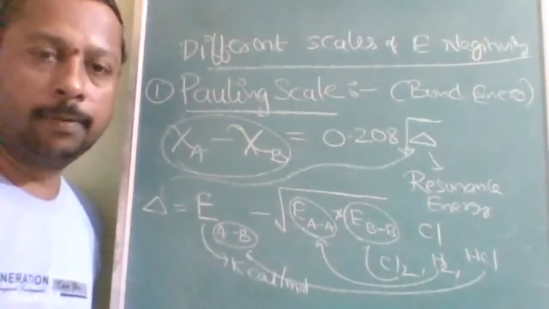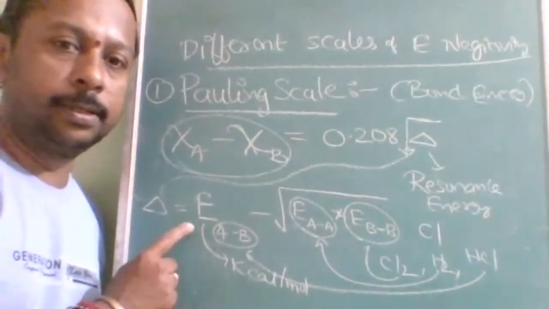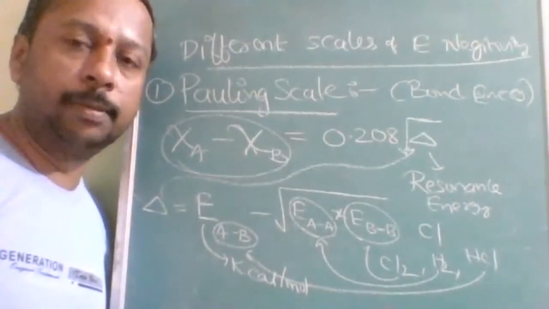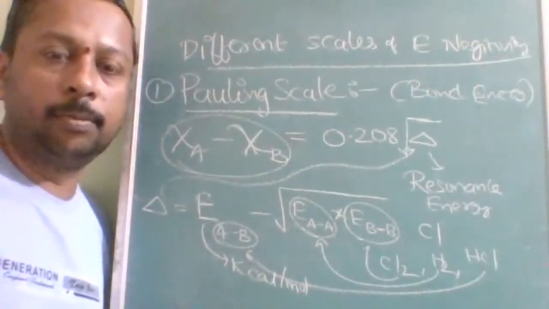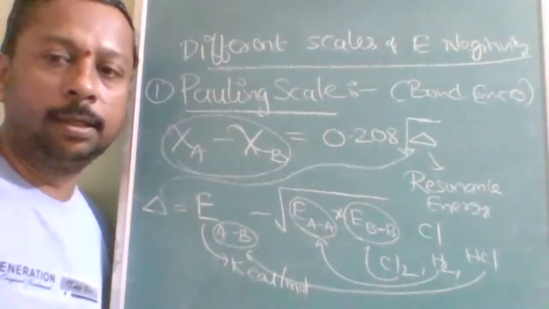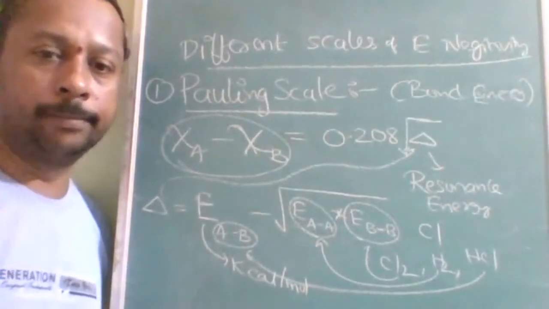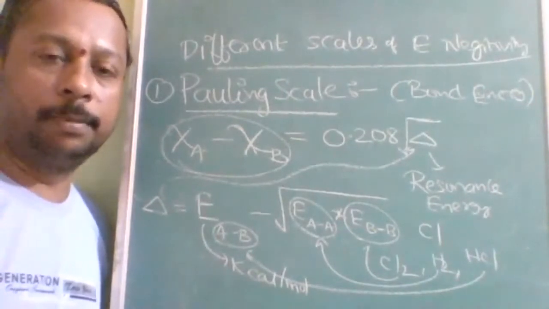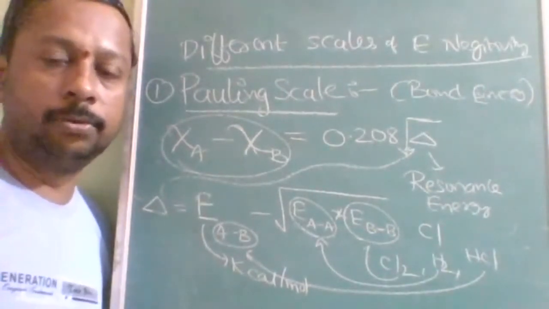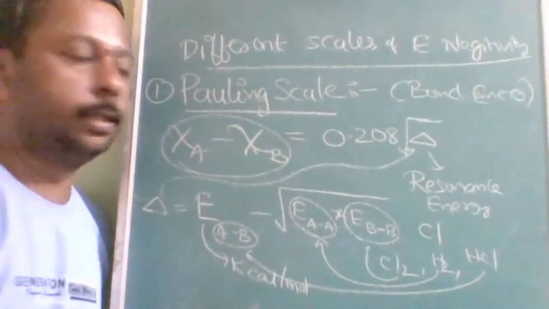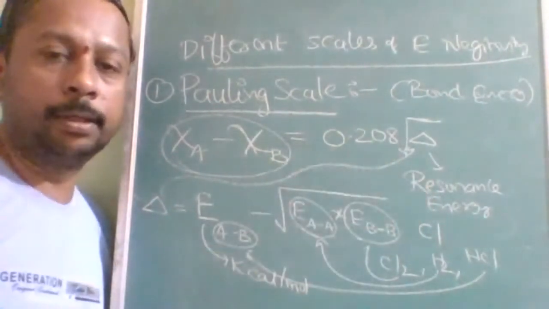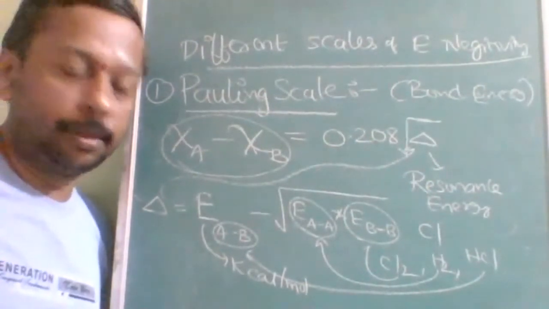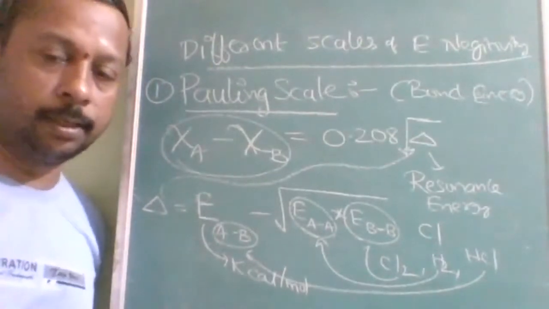One more thing you should remember here: the bond energy must be in kilocalorie per mole. You may convert into joules and ergs by transforming kilocalories into kilojoules into ergs. You can convert, and this value will change at that time. The 0.008 will change depending upon the bond energies of EAB, EAA and EBB.